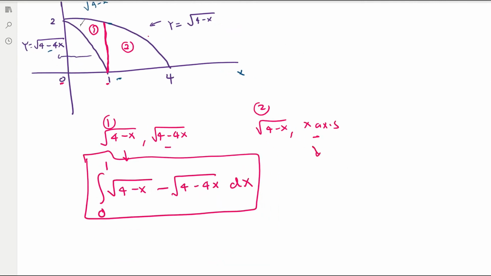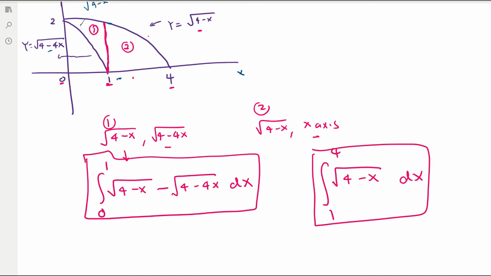Now the area of the second region is going from 1 to 4. So 1 to 4, what's on top is square root 4 minus x, what's on the bottom is the x-axis. So basically you are asking to find the area under square root 4 minus x. The x-axis means y is equal to 0, excuse me, y is equal to 0. So it's minus 0, doesn't matter. So here, this is the integral. These are the two integrals that will give you the area of these two regions.